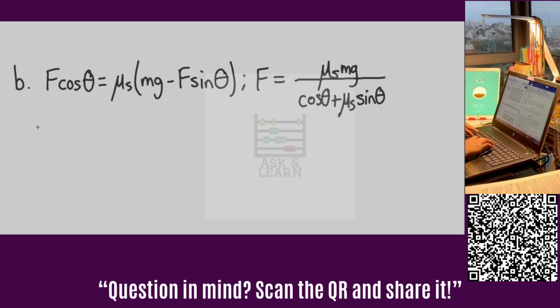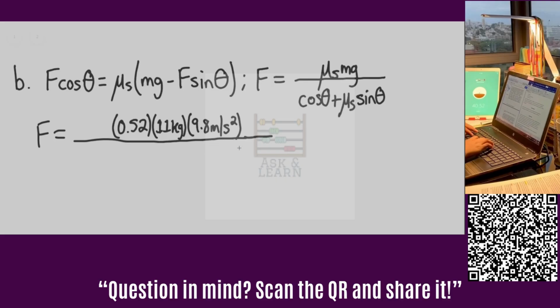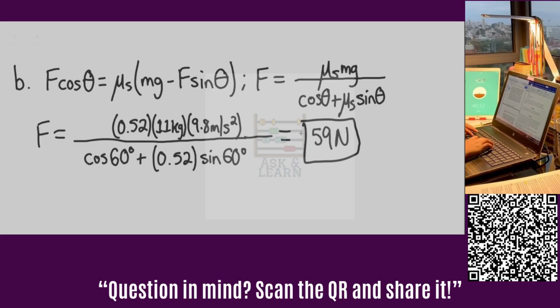And here we can say that F is going to be equal to the coefficient of static friction, 0.52, multiplied by 11 kilograms times 9.8 meters per second squared, divided by cosine of 60 degrees plus 0.52 times sine of 60 degrees. And this is giving us 59 newtons. This would be our final answer for part B.